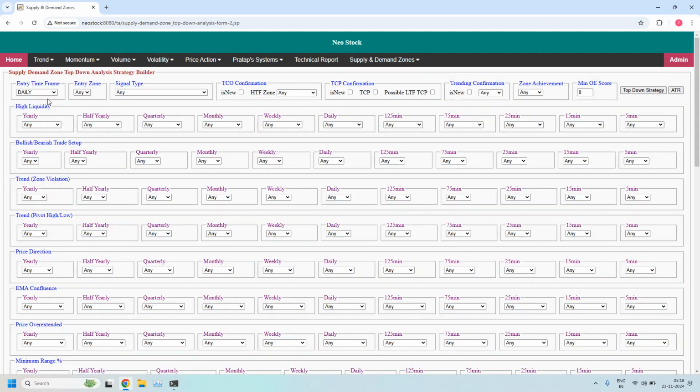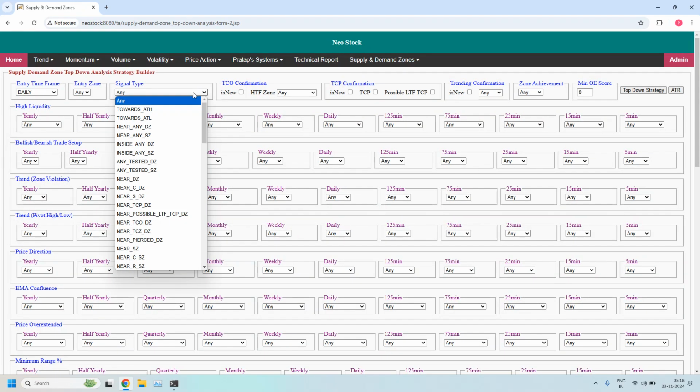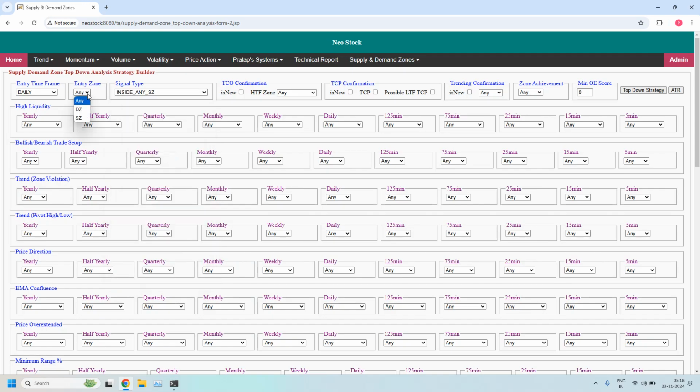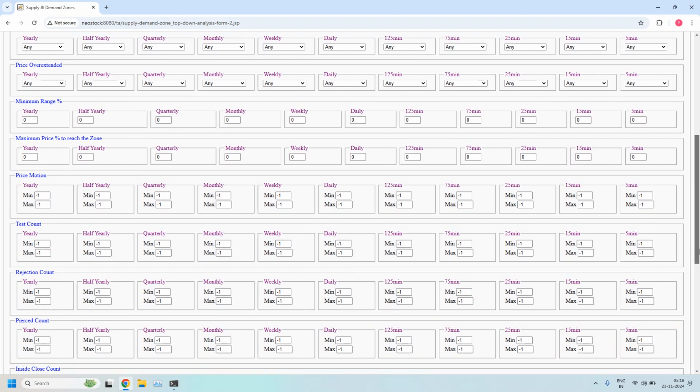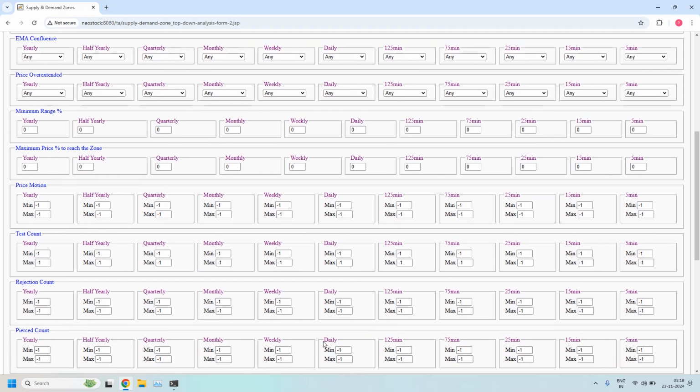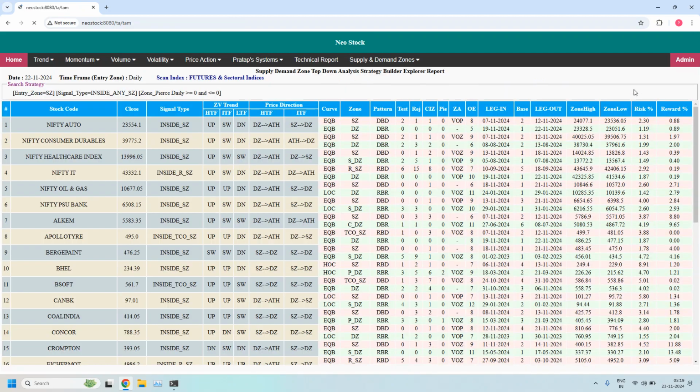Okay, next for daily time frame, let's find the stocks where price closed inside daily supply zone. These daily supply zones should not be pierced. So in the pierced count at daily time frame, I'm setting minimum value 0, maximum value 0. That means daily supply zone should not be pierced.